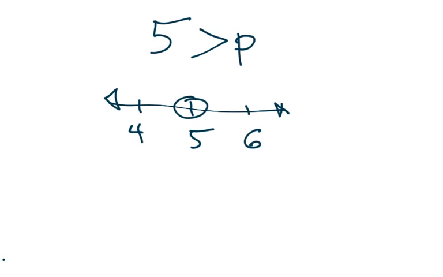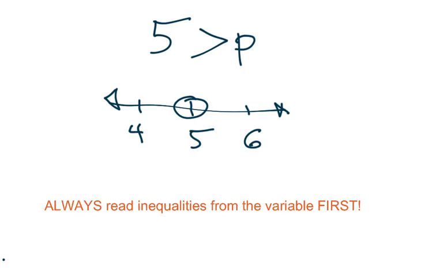But here's the kicker, and you have to be careful. When graphing, you always must read inequalities from the variable first. So I'm not going to read it left to right like normal English or normal math. Because my variable's on the right side, I'm going to read it from the P going this way. And if I did that, I would say P is less than 5. And then at that point, I realize, oh, it's less than. So I want to mark things that are to the left then.